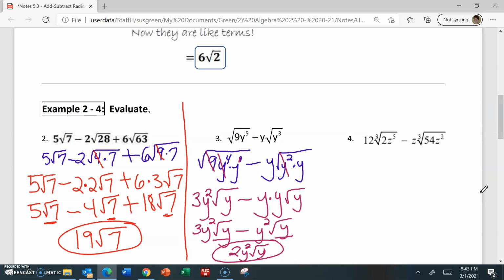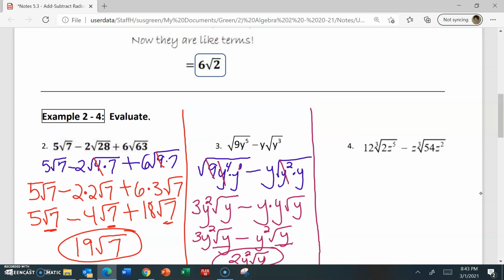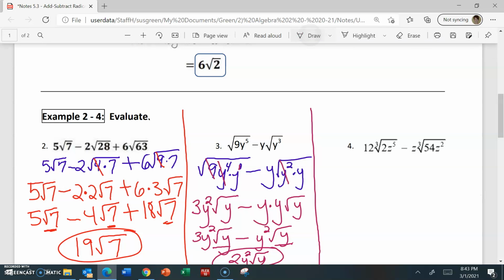Okay? Now, if you try to simplify one of these expressions and you don't get the same radical, then don't force it. You might just have to write them as separate. So, for instance, you cannot combine an x and a y. So you would leave it as x plus y.